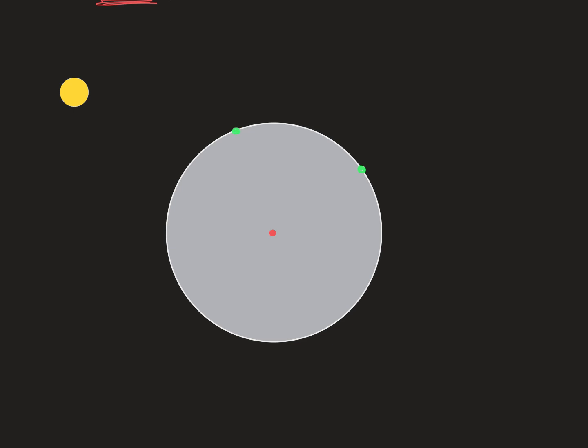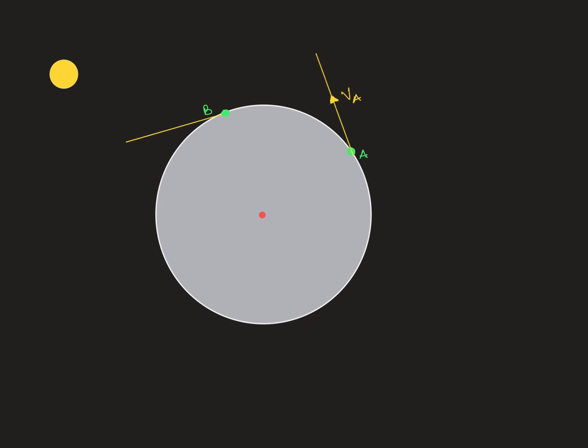At any point, the body does have velocity. So let's try to indicate the velocity at the first point. Let's say this is point A and this is point B. So the velocities at these points can be indicated as VA at A and VB at position B.